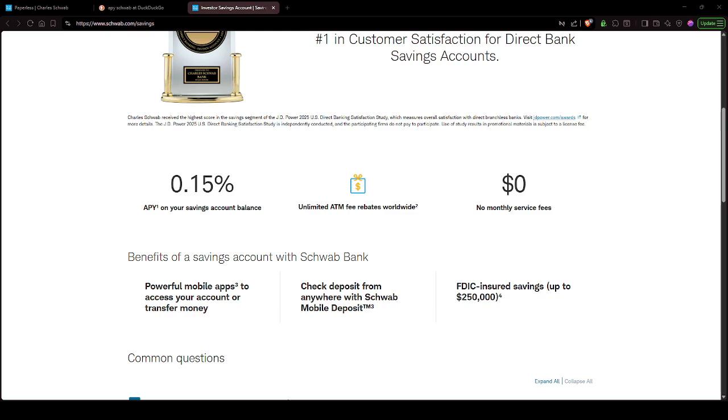Welcome to this tutorial on how to find out the annual percentage yield, or APY, for Charles Schwab accounts. Understanding APY is important because it helps you compare the earnings potential of different savings and investment accounts.